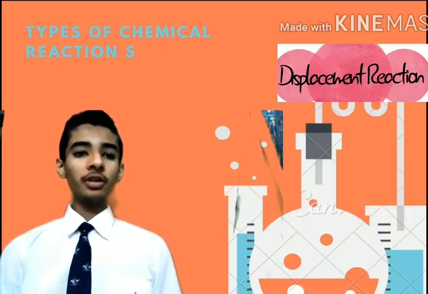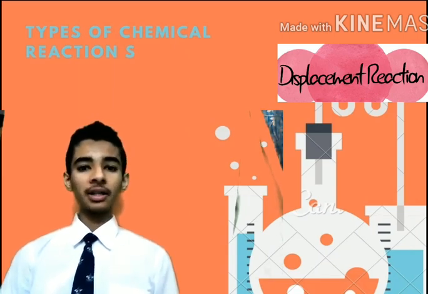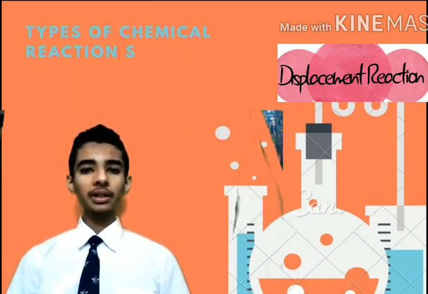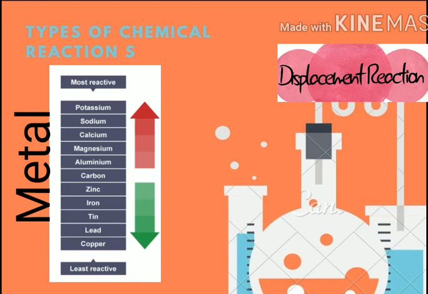How will we know which metal or non-metal is more reactive than another? For metals and non-metals there are reactivity series. Let me show you. This is the reactivity series of metals. You can see that first there is potassium. It is the most reactive element, and as we move down the reactivity decreases. You can see that Au, gold, is one of the least reactive metals, but one more metal is also there, platinum, which is the least reactive metal.